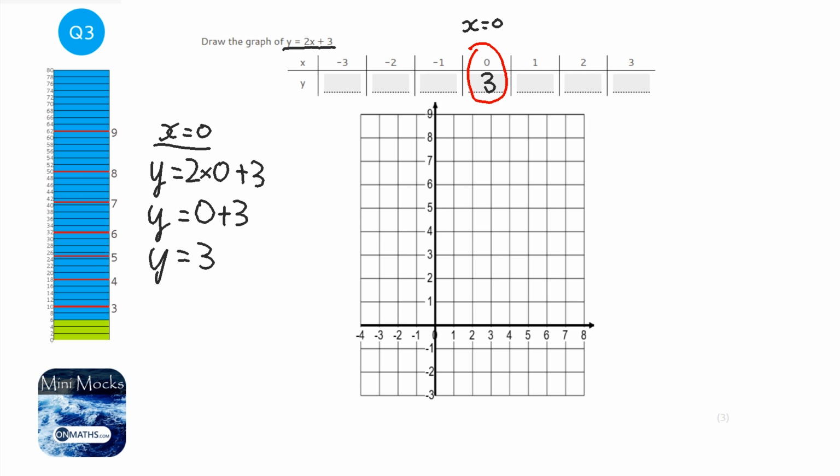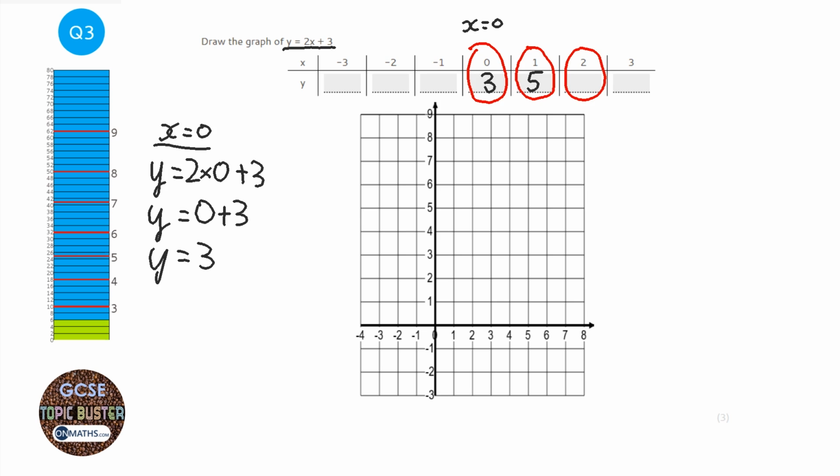So I'm going to try the next one without any working out. So we've got 1, and so 2 times 1 is 2, plus 3 is 5. Then the next coordinate, we've got x equals 2, so 2 times 2 is 4, plus 3 is 7. And the next one, we've got 3, so 2 times 3 is 6, plus 3 is 9.